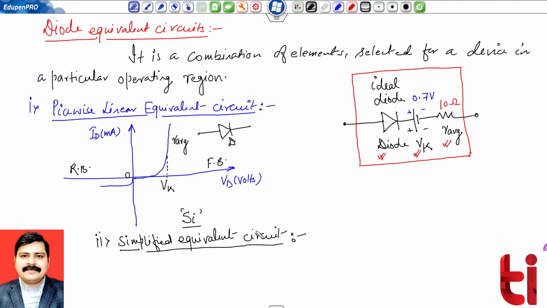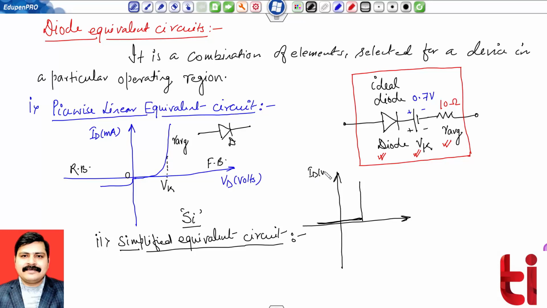So now I am having a simplified equivalent circuit, and let me draw the waveform first so that we can get the idea. As our aim is to remove the contribution of resistance, this will be the curve. For better understanding, I have just drawn this line to the above side. The remaining things are same.